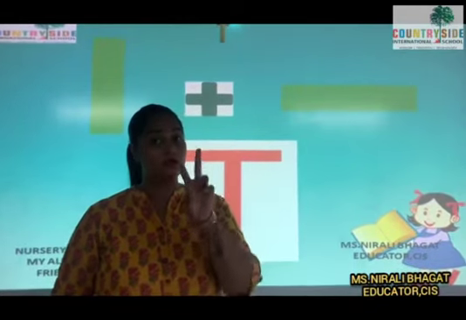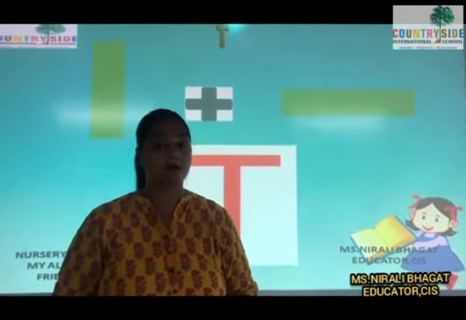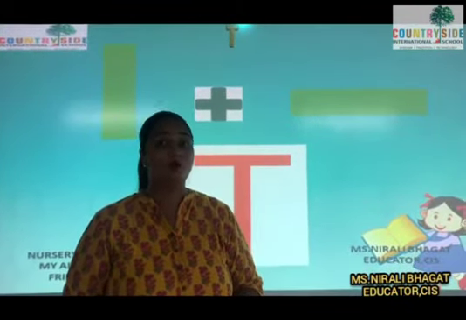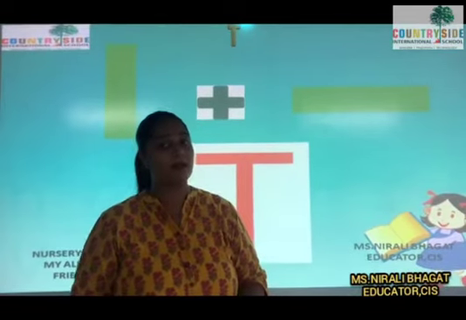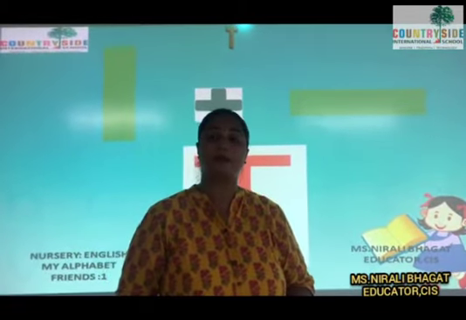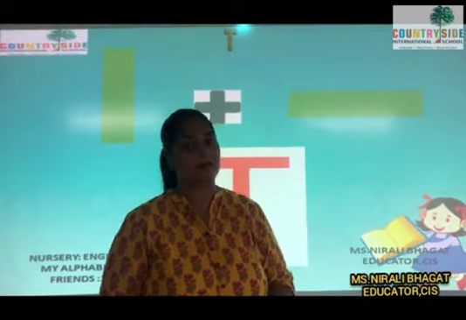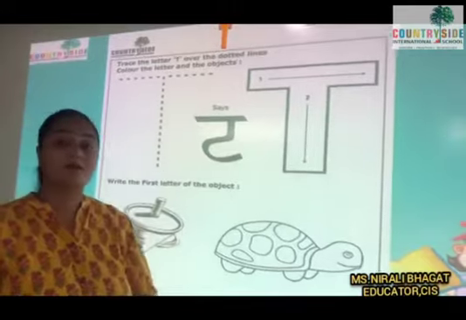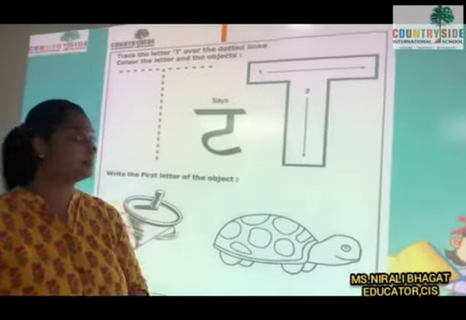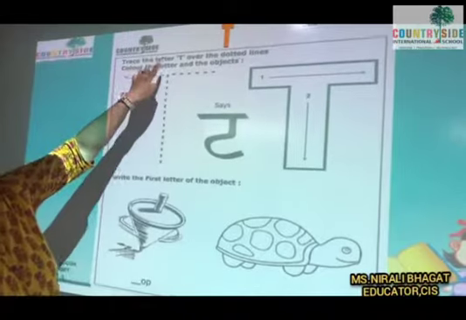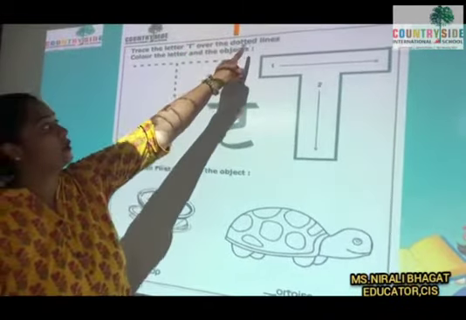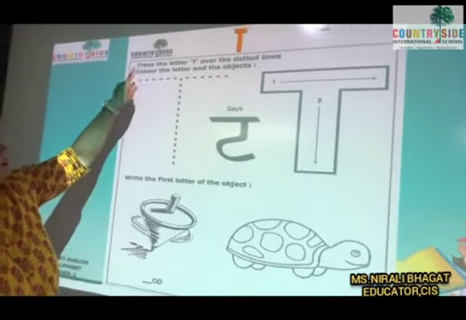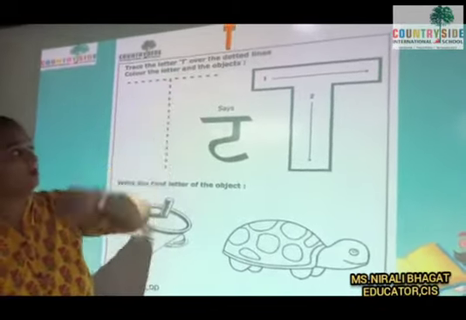Today we are going to write two pages, that's page number 16 and page number 17. So children, get ready with your book, pencil and eraser and open page number 16. See, this is page number 16. So let's start. Trace the letter T over the dotted lines.